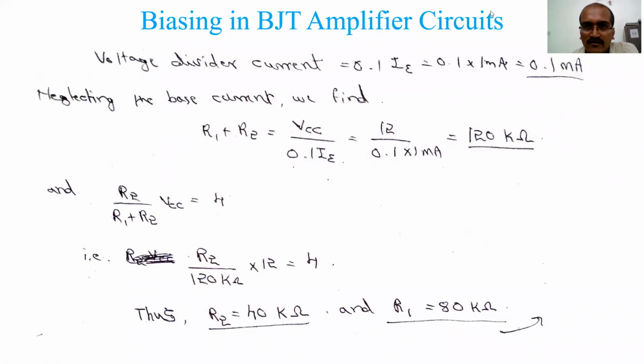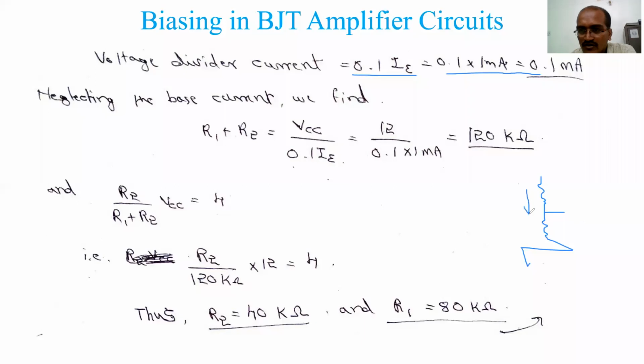Next, similarly, we have to find out R1 and R2. To find R1 and R2, we require the voltage divider current, which we have given as the second assumption in the analysis. It should be 0.1 IE; the voltage divider current should not exceed that. So 0.1 into IE, which is 1 milliamp, gives a value of 0.1 milliamps. That means for R1 and R2 together, we consider the IB value negligible.